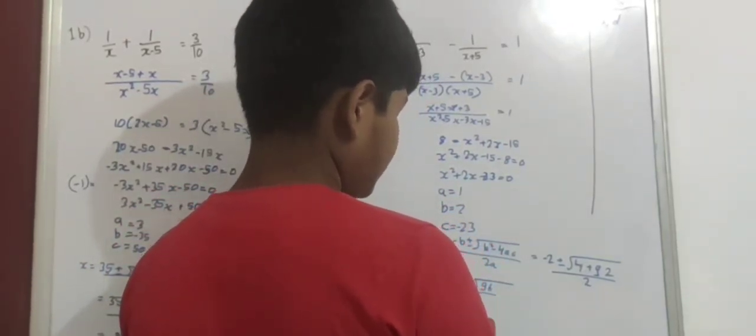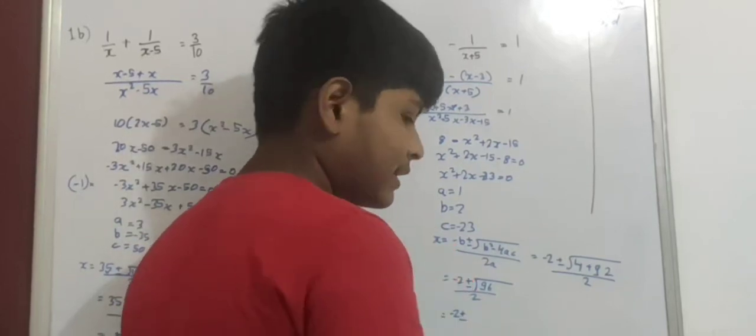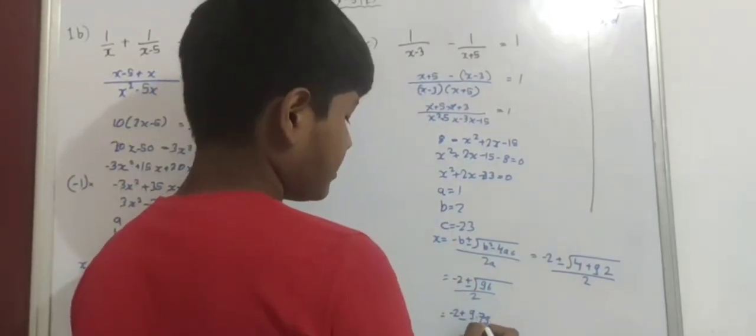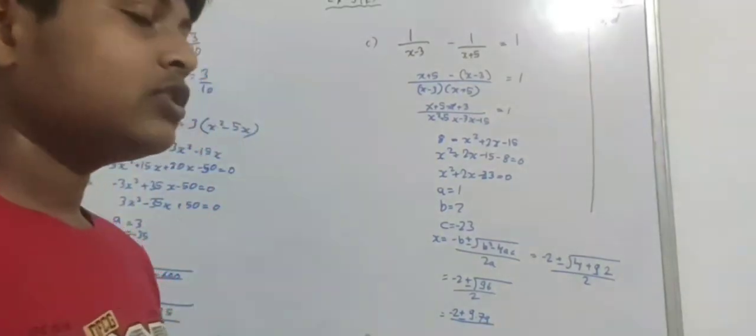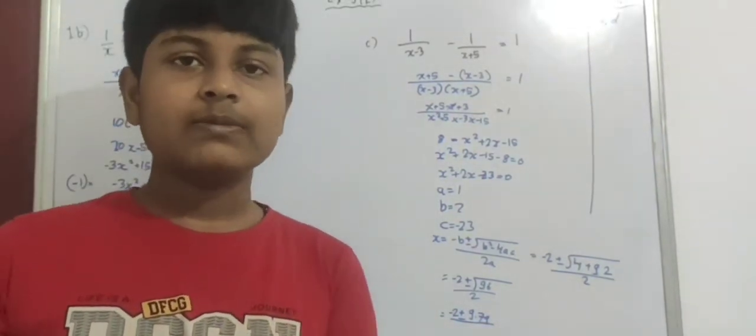So now make it into two parts, minus 2 plus minus under root 96.79. You have to take two digits after the decimal. If it is not asked, then give the answer to this decimal place properly.